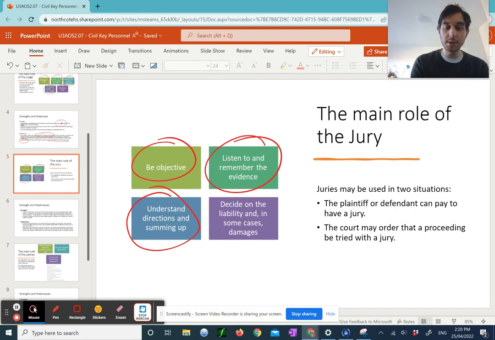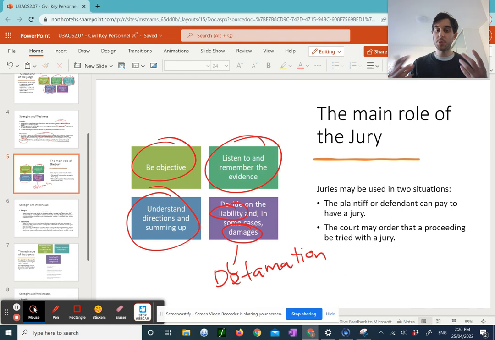They decide not only on the outcome, so they decide on liability, which side wins, and they also, in most cases, will decide on damages, so how much money you should get, with the exception of defamation cases where they're not allowed to decide on damages. So the jury's got a bit of an expanded role in a civil trial. However, this is balanced by the fact that juries in a civil trial are optional.